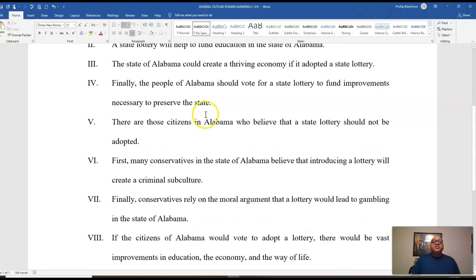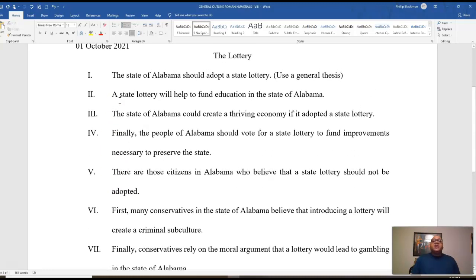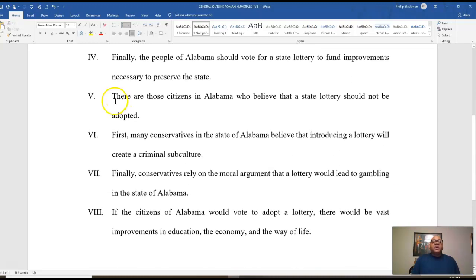Look at Roman numeral number 5. Roman numeral number 5 now, right? This introduces the opposing view. Remember, we're writing an argumentative paper. We need to establish our ethos, our credibility, reliability. How do we do that? Well, we take our opposing views into consideration.